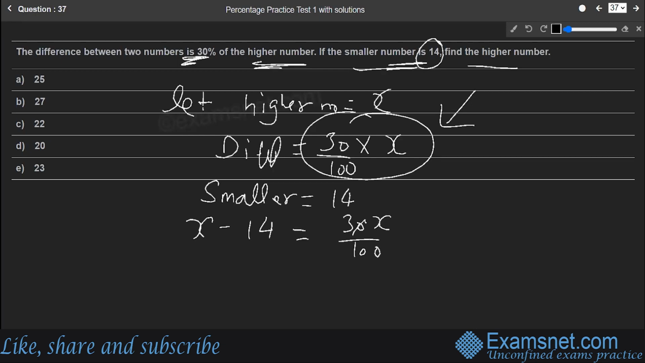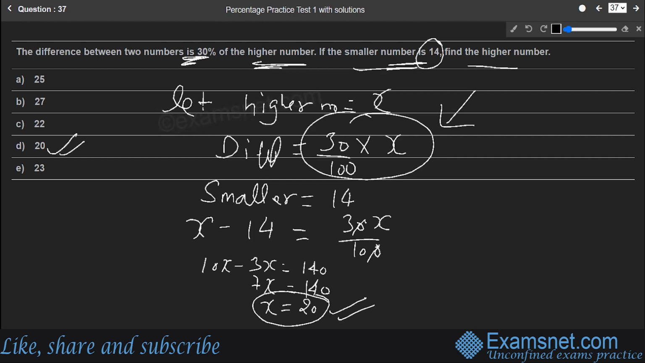If we solve this further, the 0 gets cancelled, and we are left with 10x minus 3x equal to 140, which gives us 7x equal to 140, so x is 20. That's what he wanted us to calculate, the higher number, and the higher number comes out to be 20. Let's see where it is available. It is available in option number D, so that becomes the right answer.